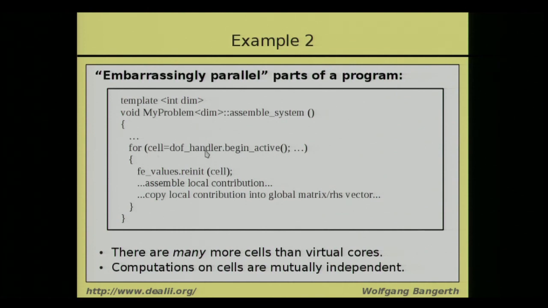So we have a loop over all of the cells, and on every cell we reinitialize our FE values, and then we assemble local contributions, and we copy these local contributions into the global matrix and right-hand side vector. And if you think about this a little bit, of course, then you will realize that the assembly on one cell does not actually depend on the assembly on another cell. So we could be running the assembly on cells 1 and 2 in parallel, as well as on cells 3, 4, 5, and so on and so forth.